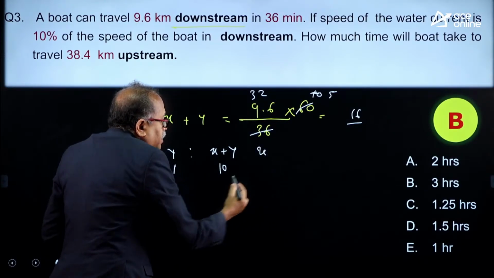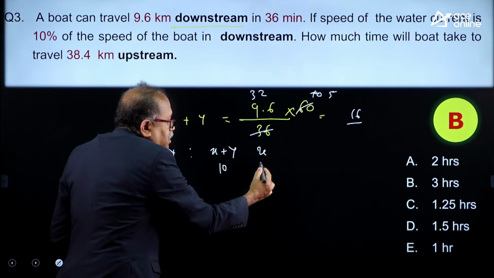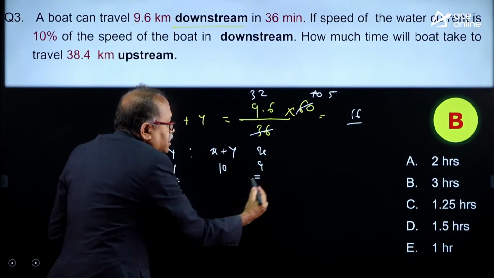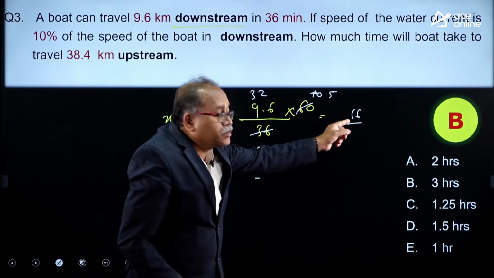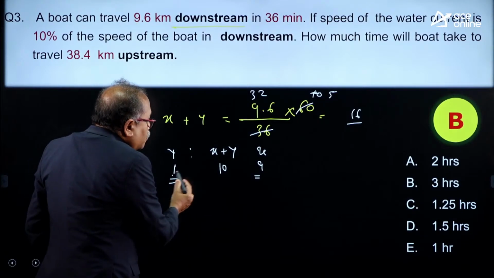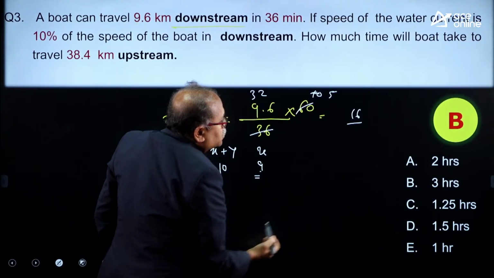So what will be the x? Obviously 10 minus 1 is 9. So this is the x and y ratio, and this is x plus y. I get that the total is 10. So what is x plus y?